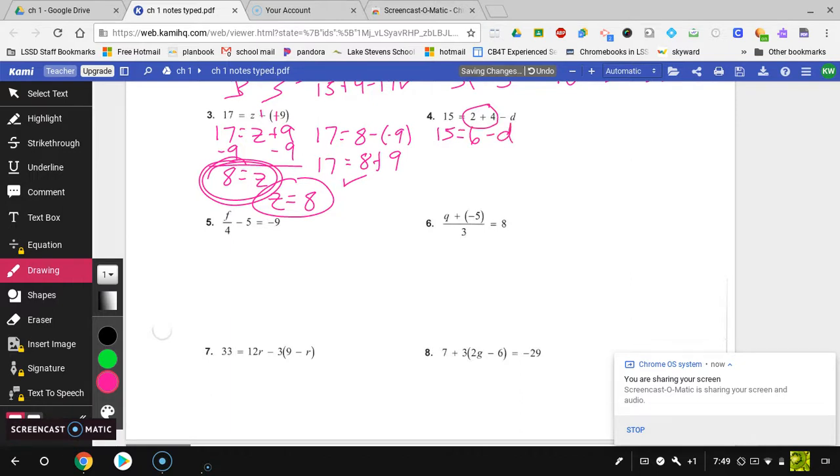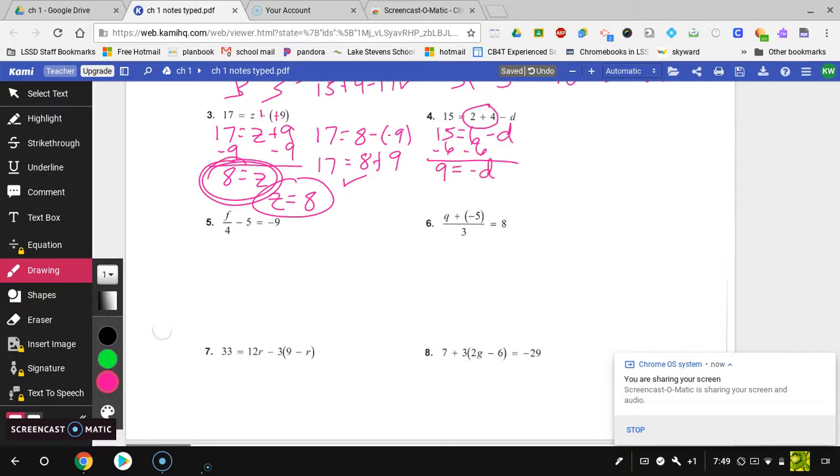From there, then, we want to get the d by itself. So we have 6 minus d is equal to our 15. So let's get rid of that 6 first because it's attached by the addition or subtraction. This one, we need to do 6 minus 6. 6 minus 6 cancels out, and it gives us 9.